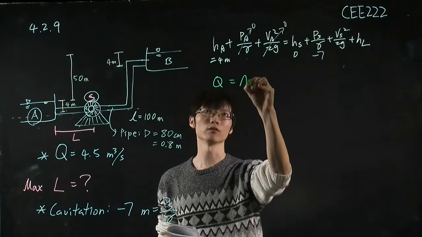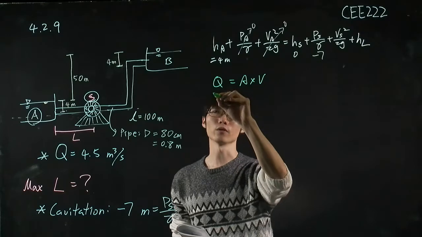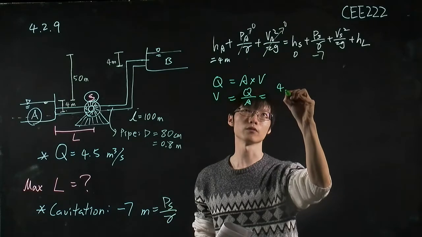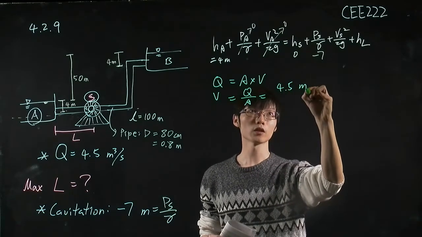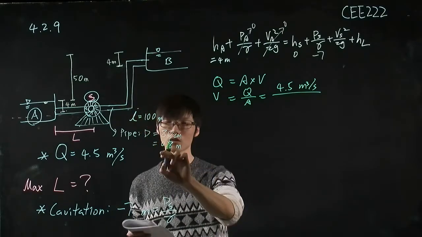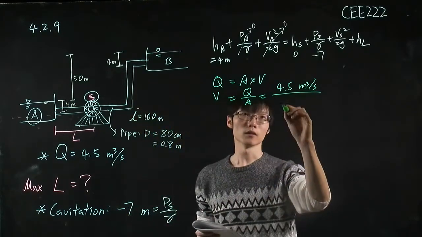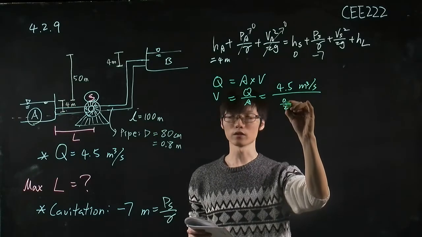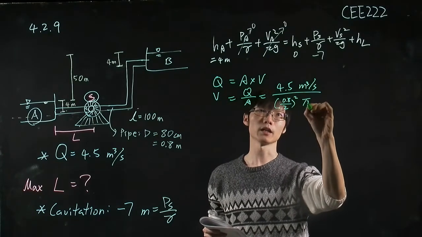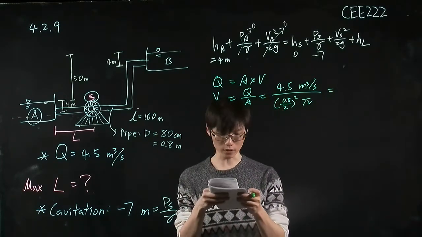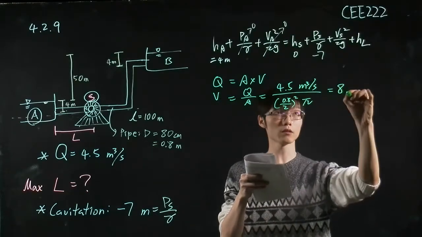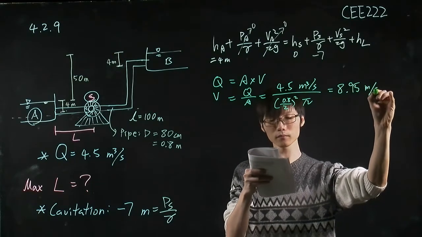Flow rate is equal to the area times the velocity. So the velocity is equal to the flow rate divided by the area, and the flow rate is equal to 4.5 cubic meter per second divided by the area, and this is a circular pipe. So the area is the square of the radius times pi. And if you use your calculator to calculate this term, it will equal 8.95 meter per second.